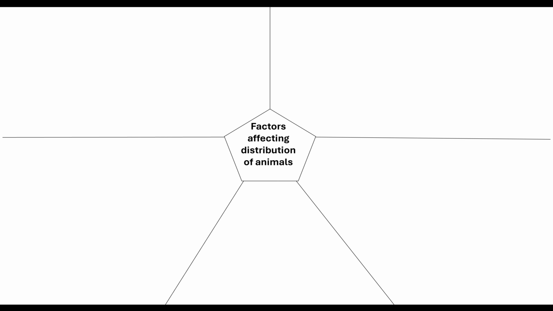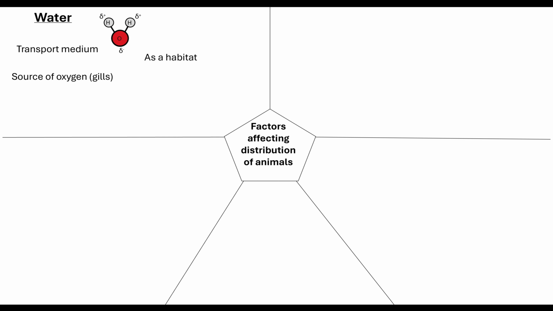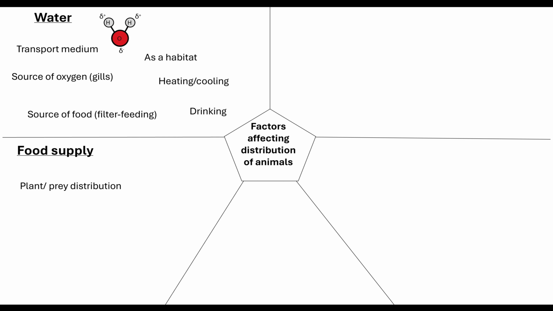So let's look at the distribution of animals then. What factors are going to affect this distribution? Water again. Why water? Well, there are so many things. It's a transport medium. It's a habitat for some animals. It's a source of oxygen when we look at the fish and the gills. It's a way in which we can heat up or cool down because of the water properties, in the fact that it has a high specific heat capacity. It's a source of food for filter feeders. It's for drinking.